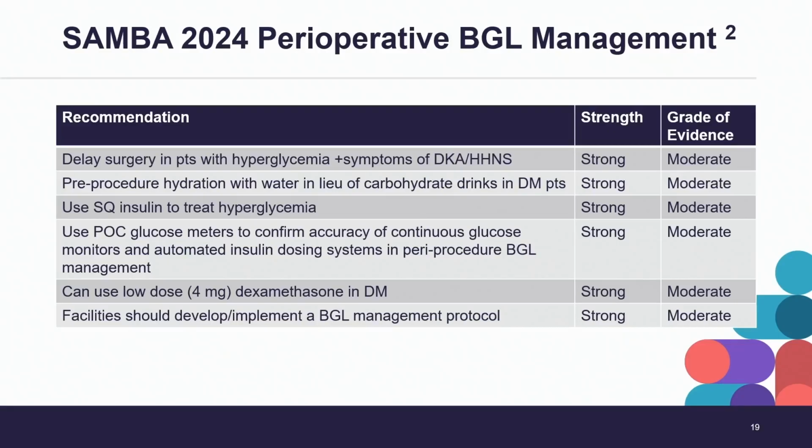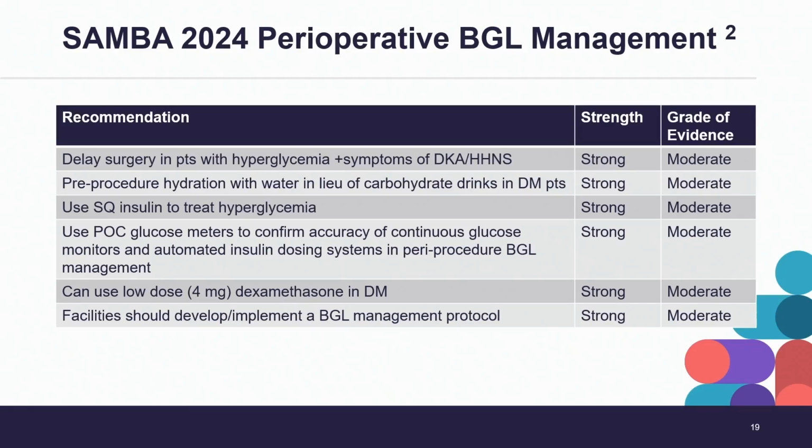Again, emphasis on using sub-Q insulin to treat hyperglycemia, and if needed, IV insulin infusion. Use point-of-care glucose meters to confirm accuracy of continuous glucose monitors and automated insulin dosing systems pre-procedurally.